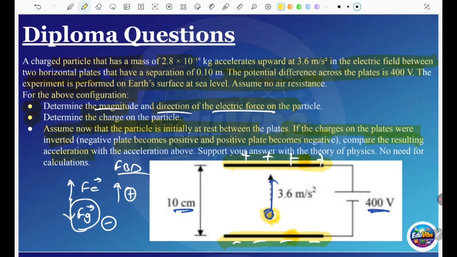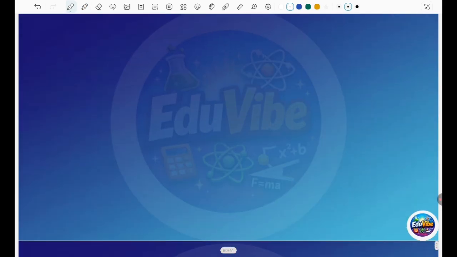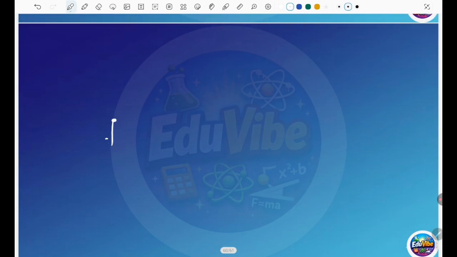Compare the resulting acceleration with the acceleration above. Explain your answer with the theory of physics, no need for calculation. So we don't want any calculation involved in this. We just see what will happen. If we flip the plates, what will happen? The electric force will be downwards now. So flipping the plates will affect that Fe goes down now.